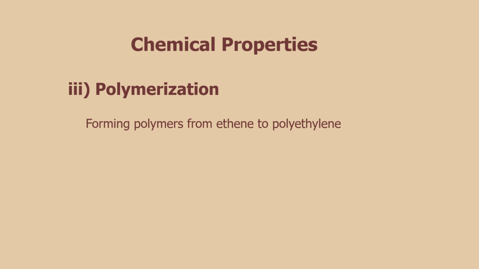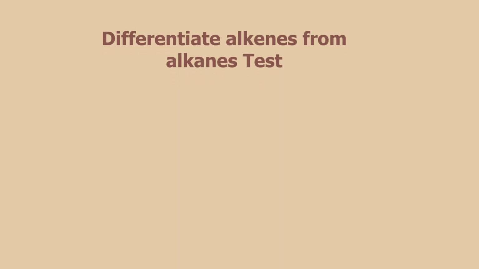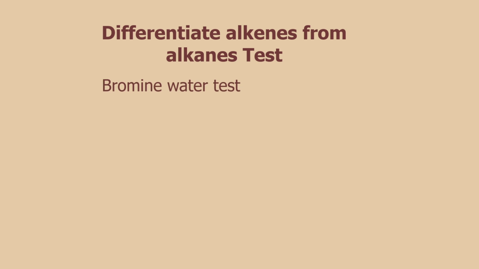The third chemical property of alkenes is polymerization. Alkenes can link together to form polymers such as polyethylene from ethene. The common reaction shows here: nC2H4 produces (C2H4)n.